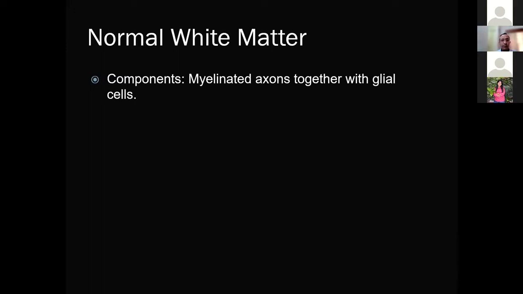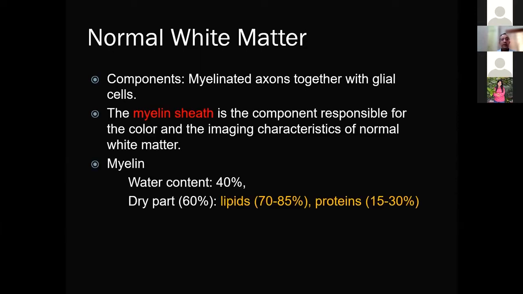In normal white matter, the main component is myelinated axons together with the glial cells. The myelin sheath, which is produced by the oligodendrocytes, is the component responsible for the color and the imaging characteristics of the normal white matter. In adults, the water content of myelin is 40%, and the rest is formed by lipids, which constitute around 70 to 85%, and proteins 15 to 30%.